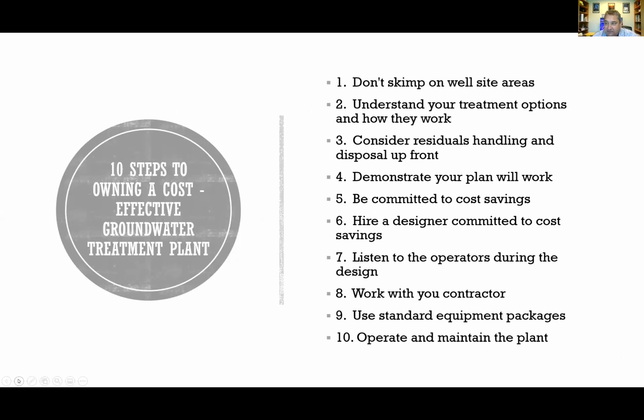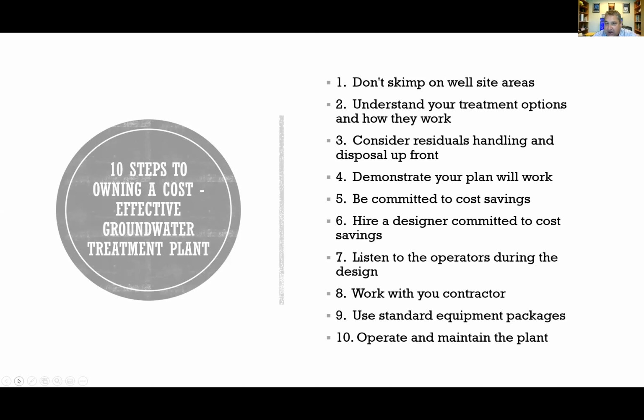The 10 things that I like to think about when I'm looking at a groundwater treatment plant are: one, starting very early. If you can, try not to skimp on well site areas. I've worked on some well site areas that are very small, and they're absolutely doable. You can put a treatment plant on them, but it really limits the options that you have for how you design the plant and what you do with the residuals.